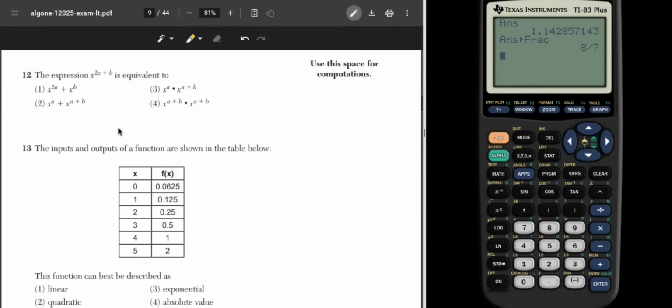Question 12 says, the expression x^(2a+b) is equivalent to. So what I want you to recall is that when I am multiplying exponents, I'm going to add the exponents. So when you multiply exponents, you add the exponents. Okay? When you divide with exponents, you're going to subtract the exponents.